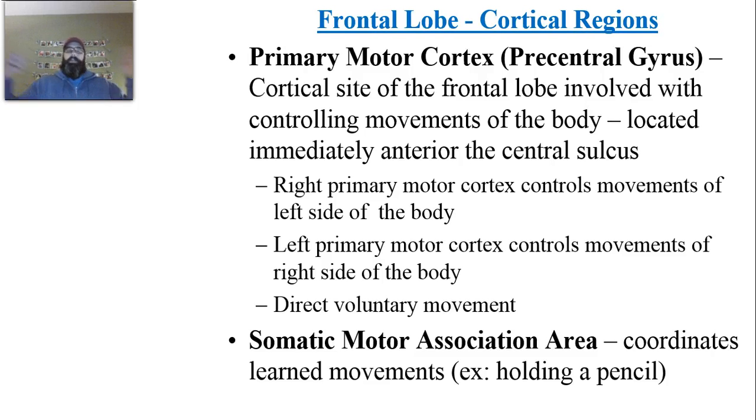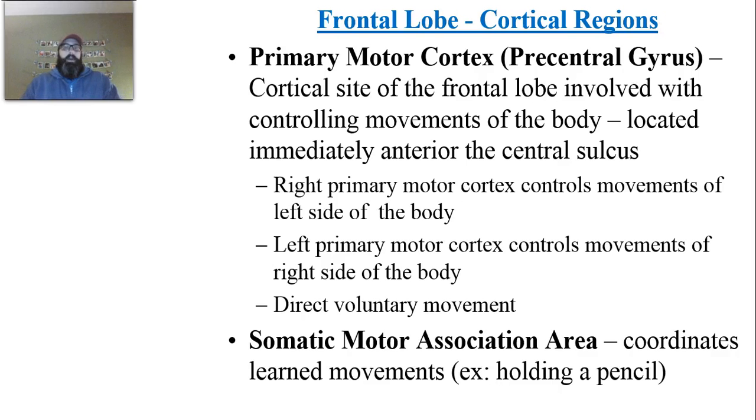What you have to understand is, keep in mind that hemispheric lateralization thing: you have a right primary motor cortex and a left primary motor cortex. So that is based on the hemisphere of the brain. The right primary motor cortex is going to control all the movements for the left side of the body, and the left primary motor cortex is going to control all the movements for the right side of the body. And these are direct voluntary movements. These aren't those involuntary things that you do, such as respiration, heartbeat, and things like that.